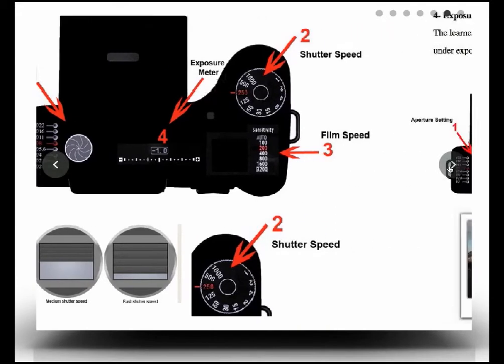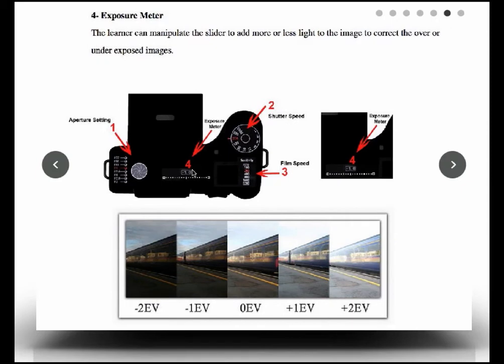And then of course we'll be discussing the exposure meter. So for example, by adding an additional plus level, we would make the image lighter, or by decreasing the metering by 1, we would reduce the lighting, which means that the image will be darker.